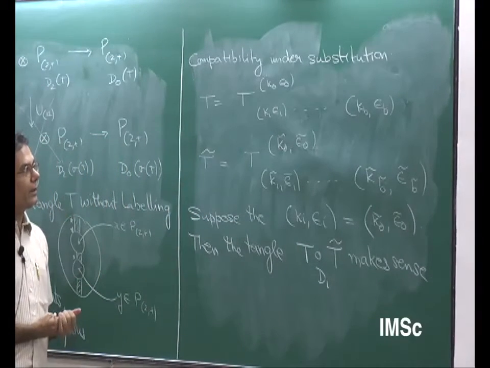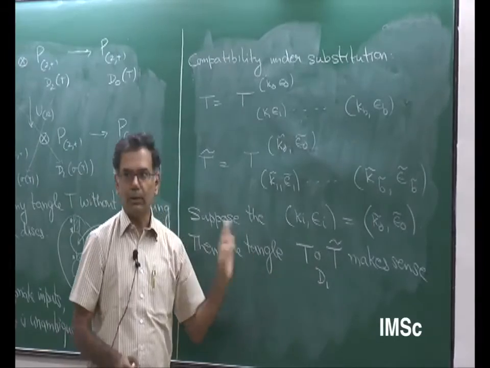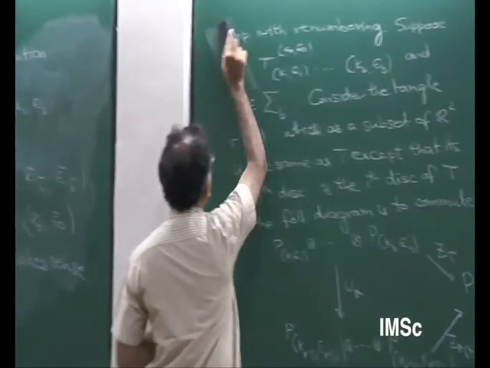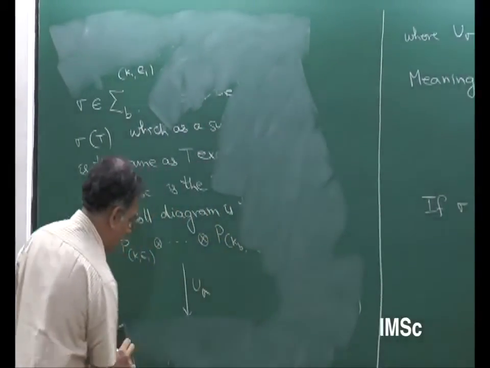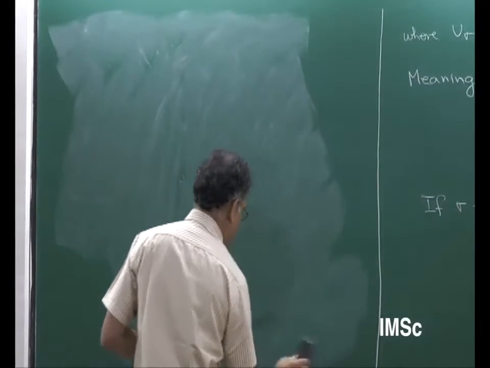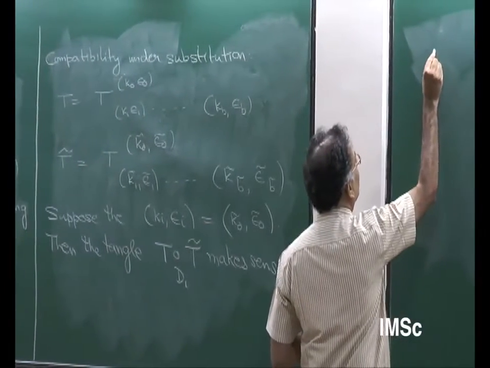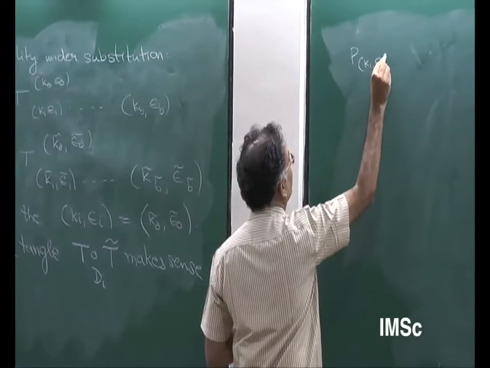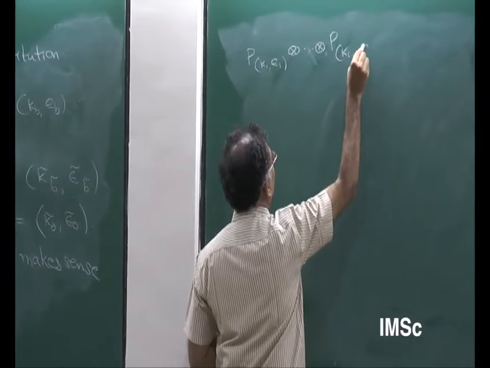And this is the compatibility under substitution axiom. It relates the function that is associated to T twiddle, and to this third one in a particular way. So what it says is the following. It's actually the obvious thing, but we will write it out. So let us begin with this one. So K1 epsilon 1 through Ki minus 1 epsilon I minus 1.